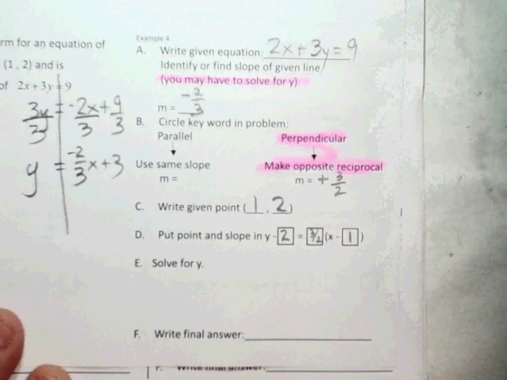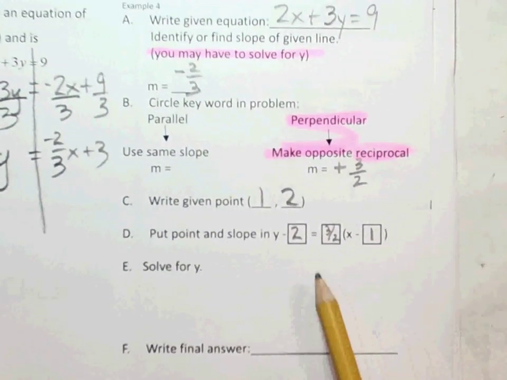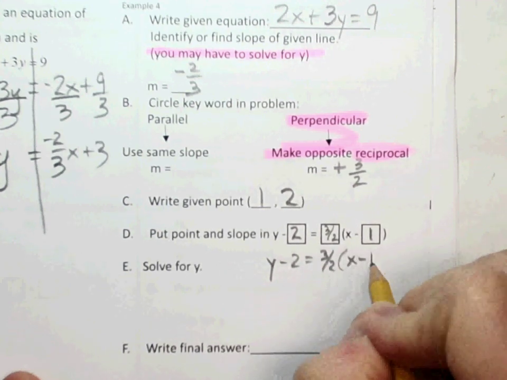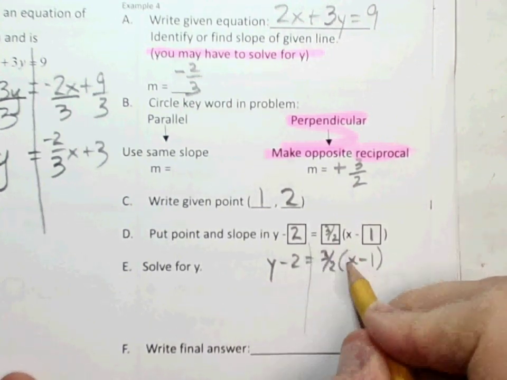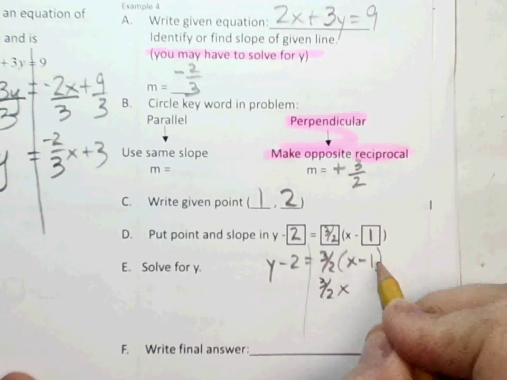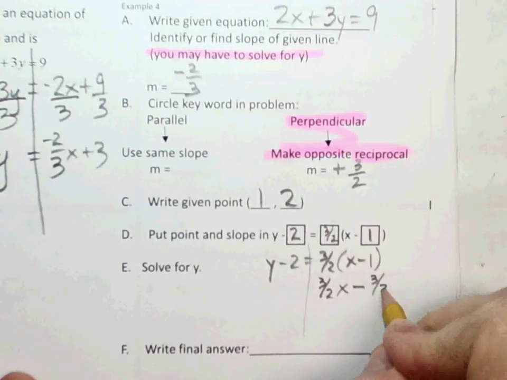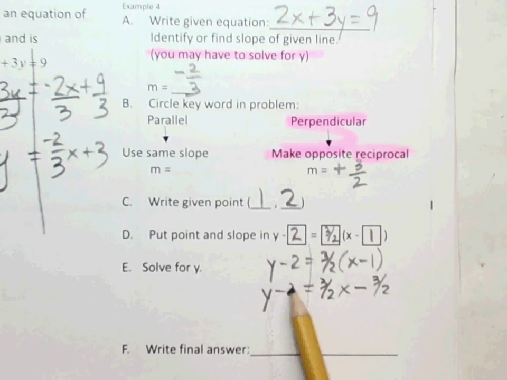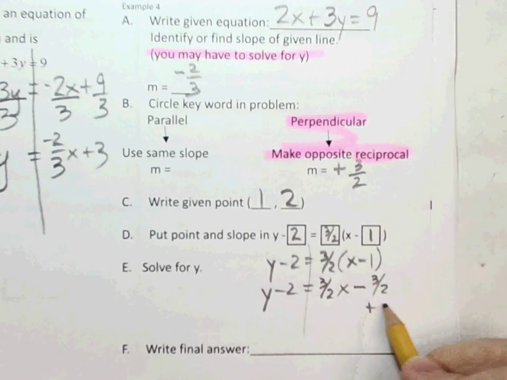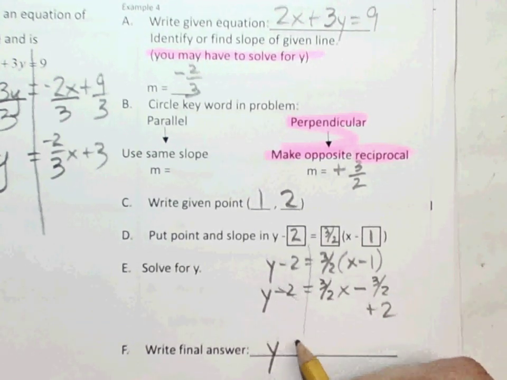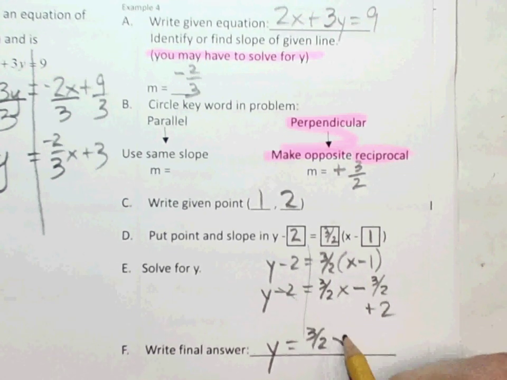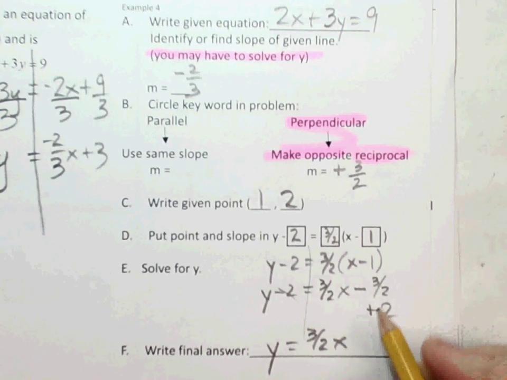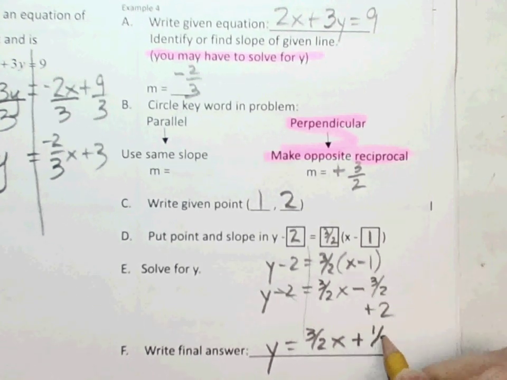I don't have any subtracting negatives. So we just distribute. 3/2 times x is 3/2 x, and 3/2 times a -1 is -3/2. And the last thing we do is move this -2 to the other side with +2. Answer, y is equal to 3/2 x and a -3/2, which is a -1/2, plus 2 is a +1/2. And there we go.